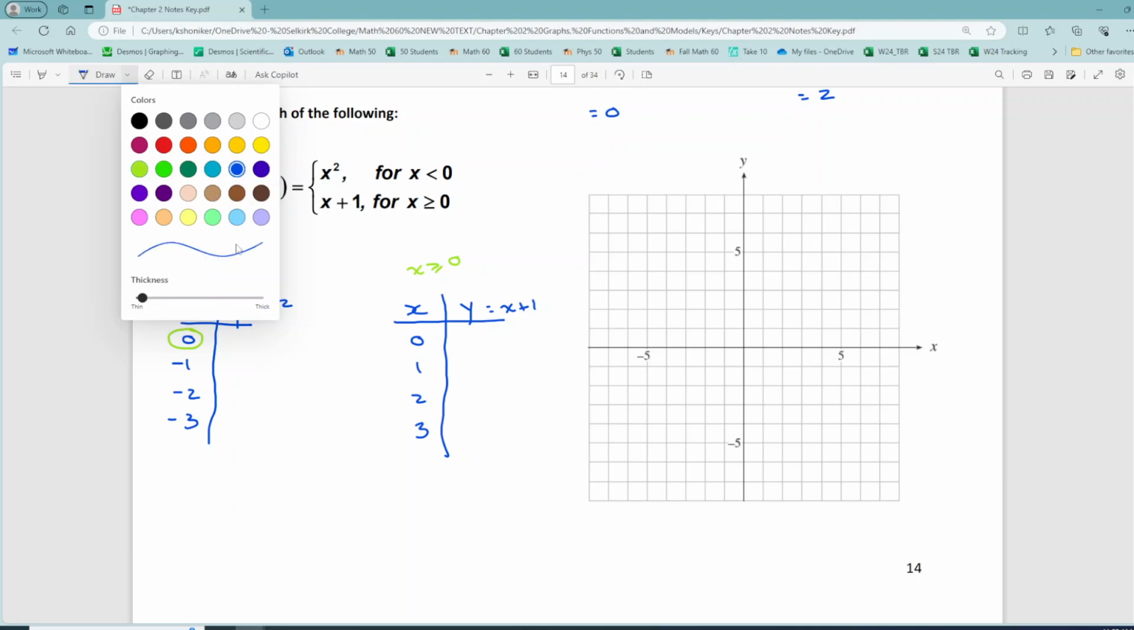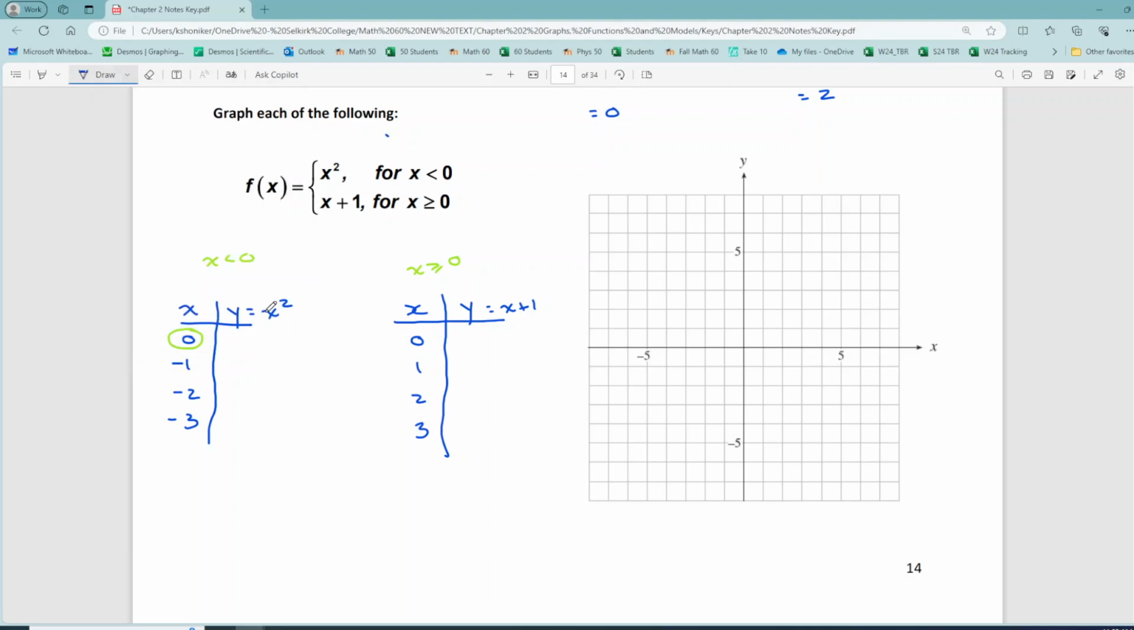All right, now let's find the y values. So for these ones, we're plugging into y equals x squared. So 0 squared is 0, negative 1 squared is 1, negative 2 squared is 4, negative 3 squared is 9. So I'm going to plot this first point at 0, 0 as an open circle, and then at negative 1, 1, negative 2, 4, and negative 3, 9 doesn't fit. And maybe I should put that in: 0 squared, negative 1 squared, in case you're looking back at this and going, what did she do?